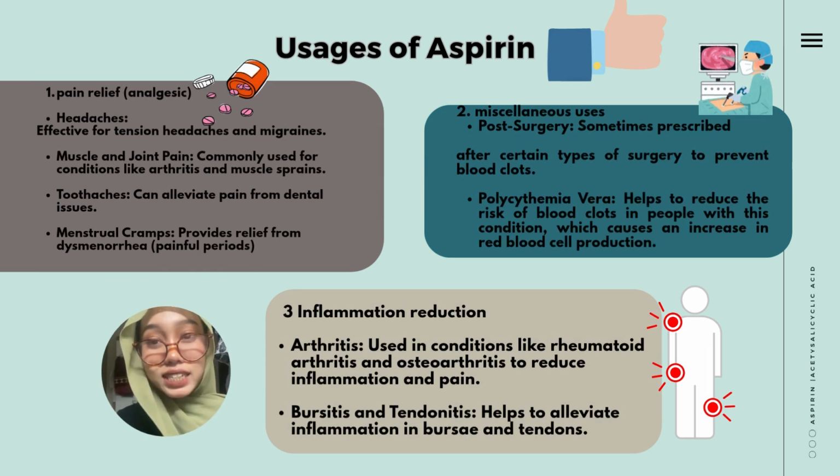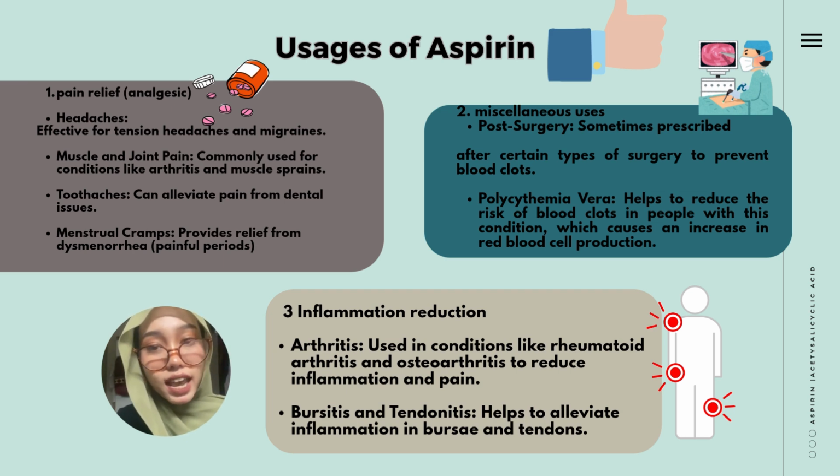Aspirin is known for its heart-related benefit, but did you know it has many other uses too? One of the most common uses is for pain relief. It's an analgesic. It's great for headaches, especially tension headaches and even migraines. It also helps with muscle and joint pain, especially in conditions like arthritis or after a muscle sprain. Moreover, it can ease toothache and even menstrual cramps, or what we call dysmenorrhea.